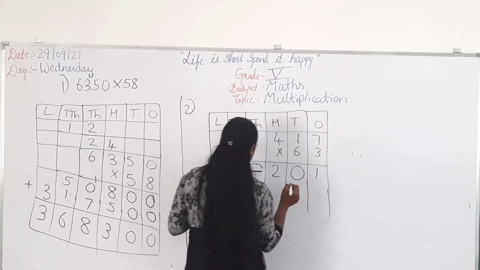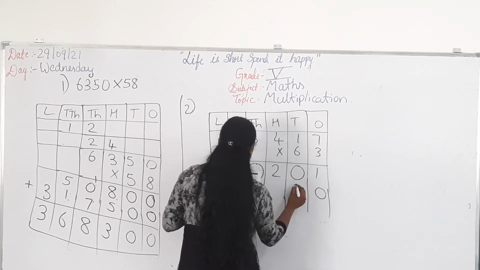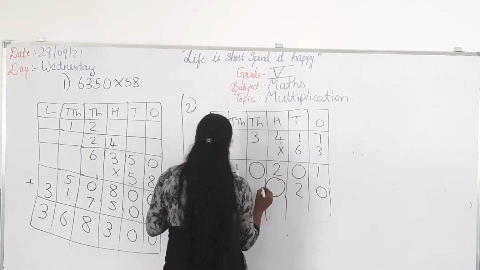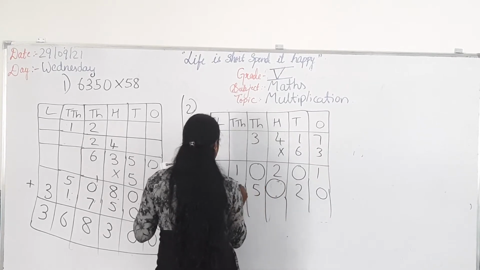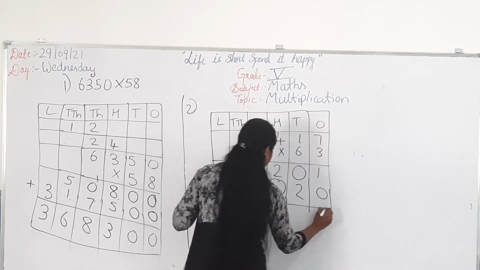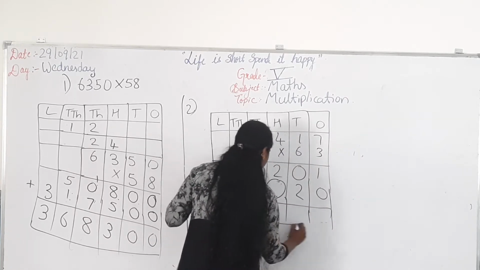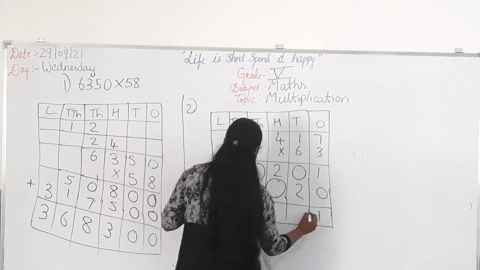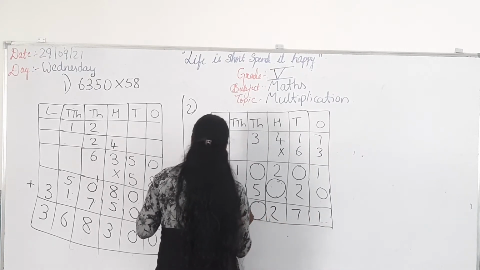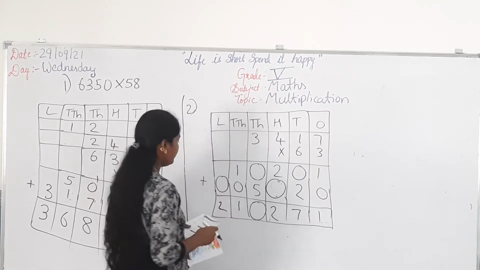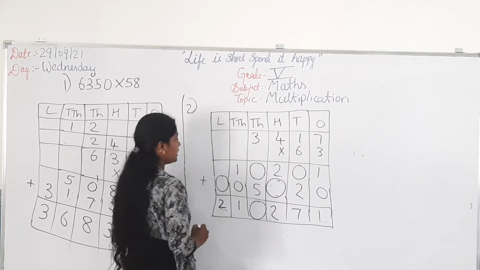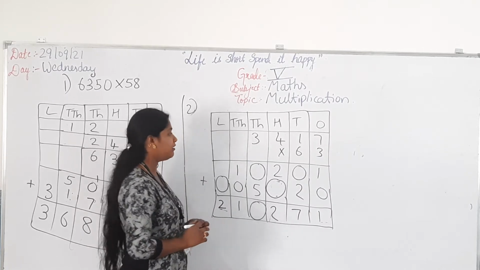Missing number, 1, 0, 2, missing number, 5, 0, missing number, plus. And the answer we got is 1, 7, 2, missing number, 1, 2. Now see, the circle thing is the missing number. You have to find the missing number. How will you find? Yes, multiply and find.